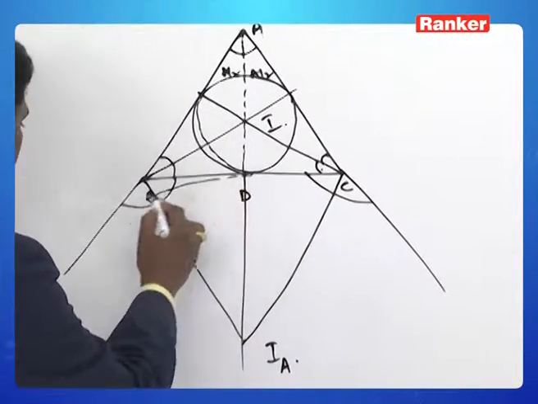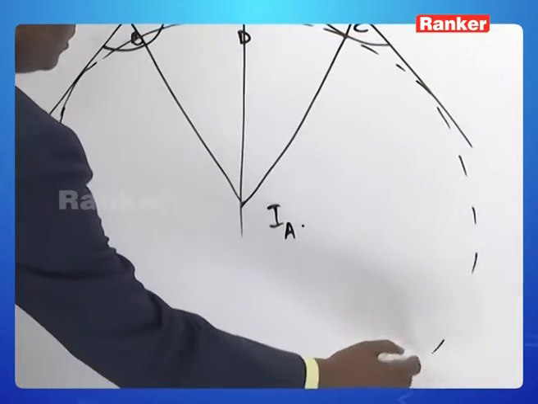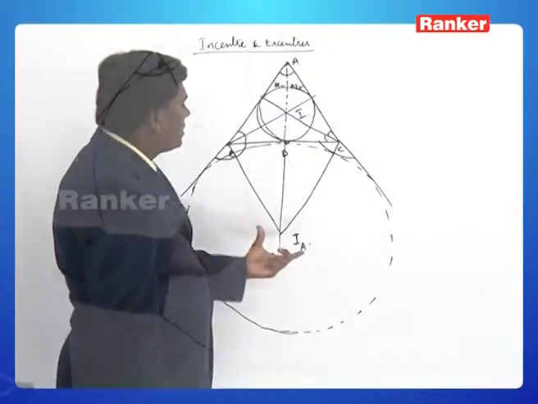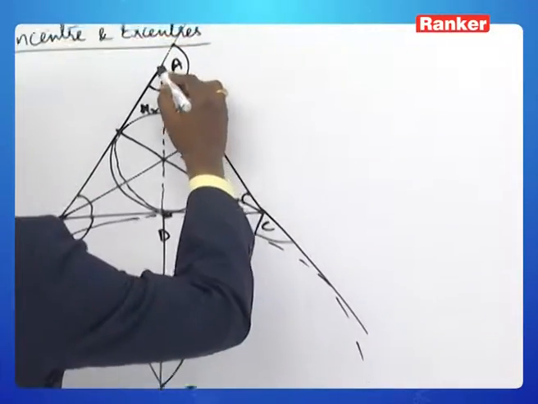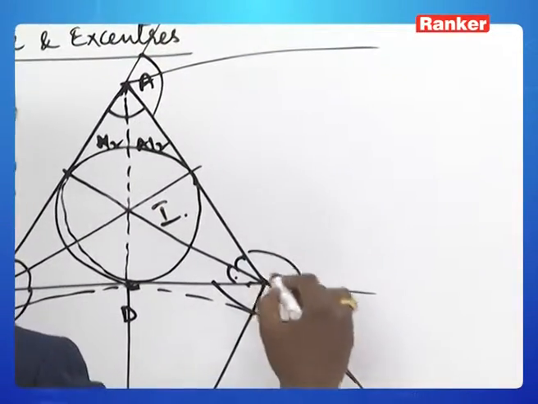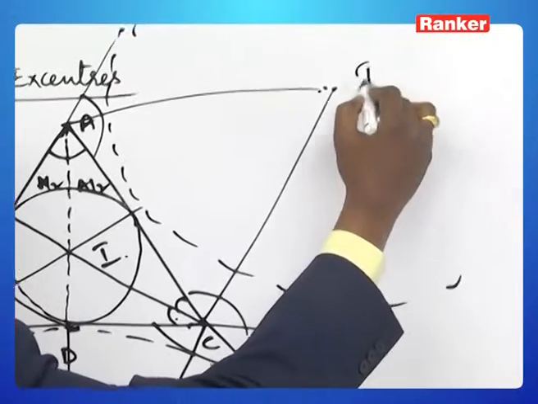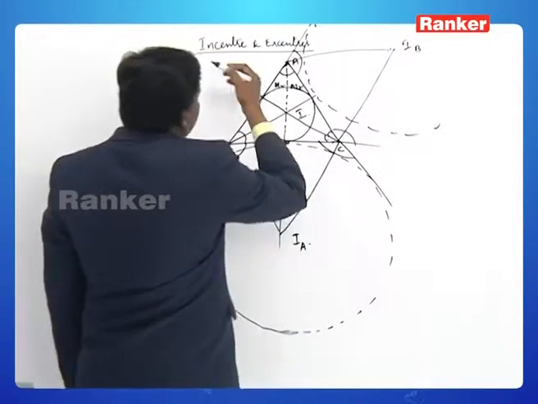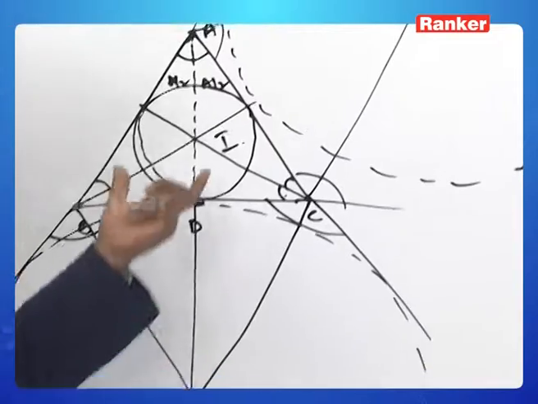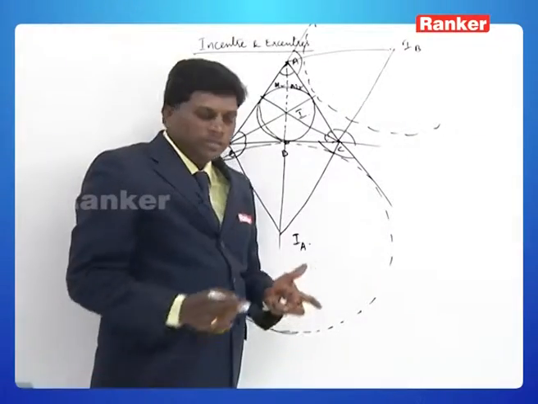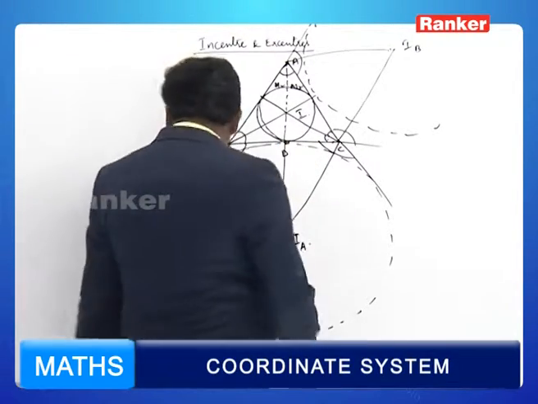Taking this IA as center, touching all the sides like this, we can draw a circle which is called the excircle opposite to A. In a similar way, we can draw the excircle opposite to B, and similarly the excircle opposite to C also we can define. So, in any triangle we can define the incenter as well as excenters. Now, let us see some more important points related to this incenter and excenters at a stretch.